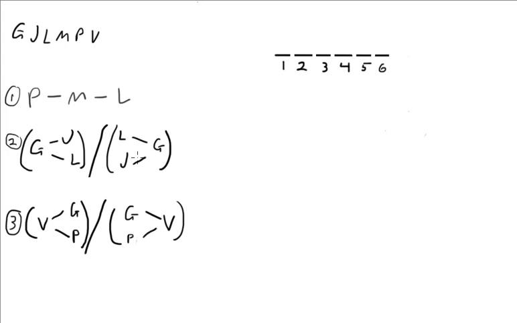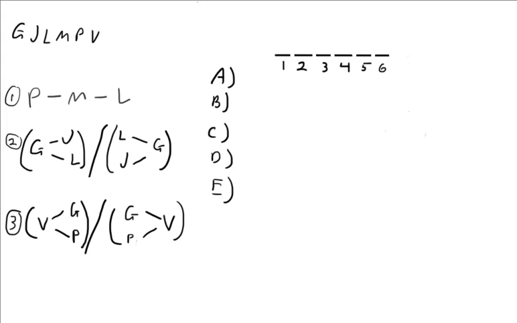So the key to both of these is that we have a variable that cannot be sandwiched in between the other two. It can't be between the other two variables. In this case, we have G. G cannot be between both J and L. It has to be on one side or the other of both variables. And down here we have V, which has to be on the one side or the other of both G and P.